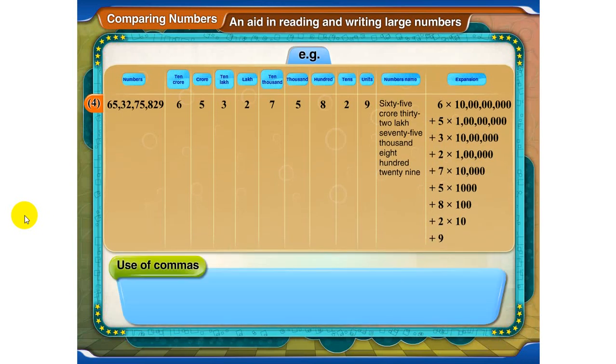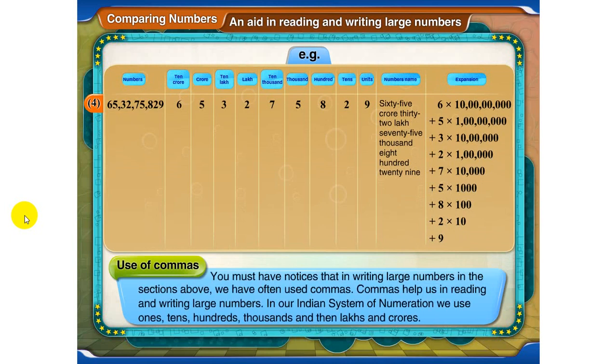Use of commas. You must have noticed that in writing large numbers in the sections above, we have often used commas. Commas help us in reading and writing large numbers. In our Indian system of numeration, we use ones, tens, hundreds, thousands, and then lakhs and crores.